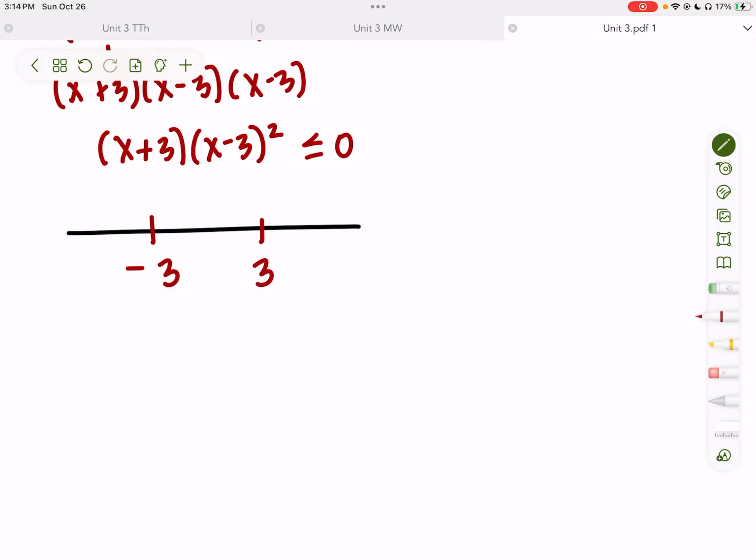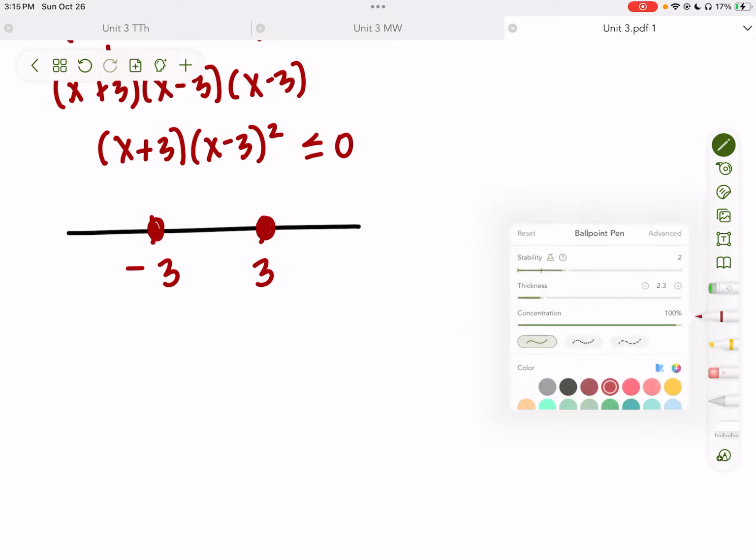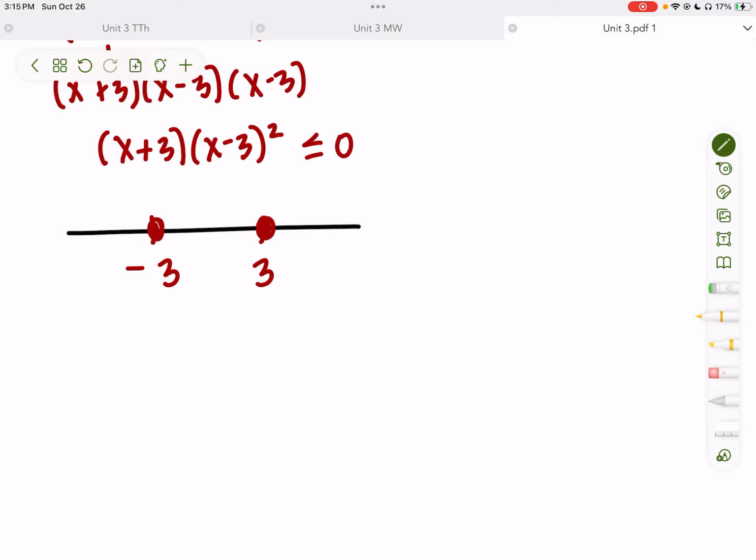-3 and a point at 3. Those are my critical points. In this case, those would be closed circles or brackets since it says less than or equal to. So we'll try 0, we'll try 4, we'll try -4.